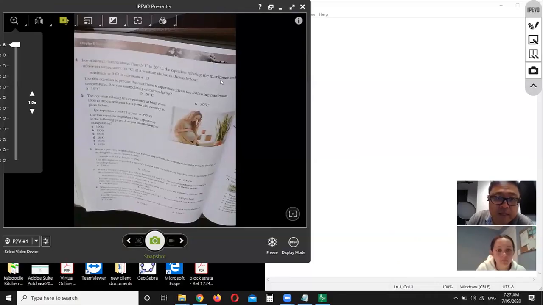The equation relating the maximum and the minimum temperature in degrees at a weather station is shown by the maximum equals 0.67 times the minimum plus 13. Use this equation to predict the maximum temperature given the following minimum temperatures.